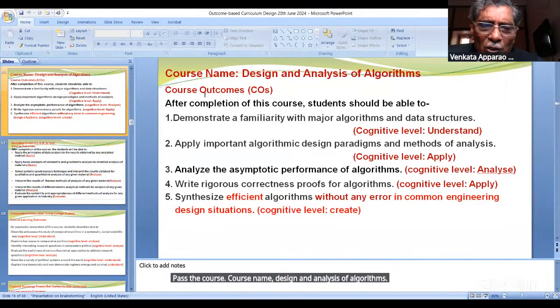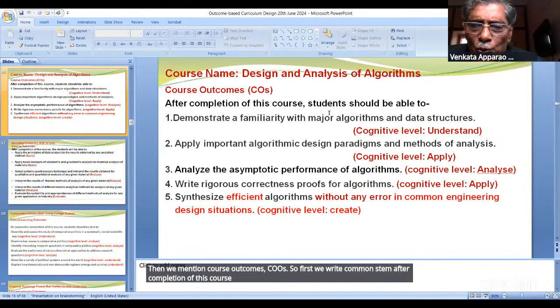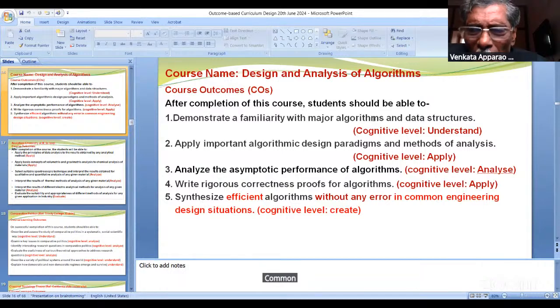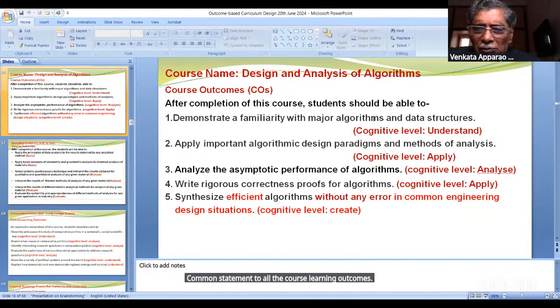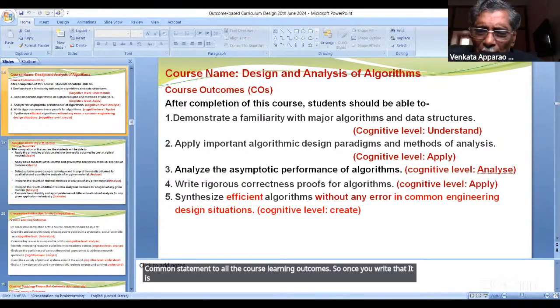Then we mention course outcomes, COs. So first we write common stem. After completion of this course, students should be able to or will be able to. What is this? This is common stem. This common stem must be used. Common stem means common to all the course learning outcomes. Common statement to all the course learning outcomes. So once you write that, it is implied, it is applicable to all course learning outcomes.